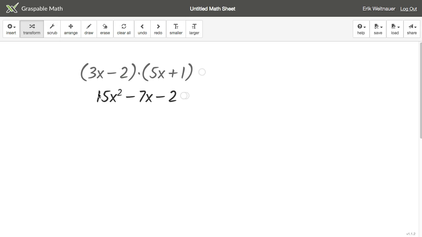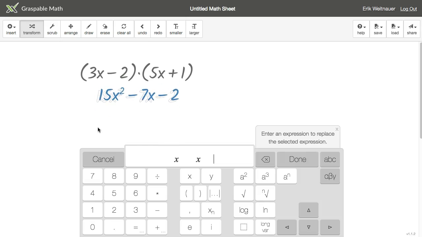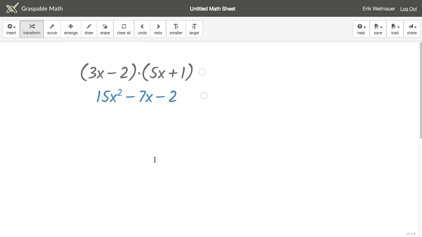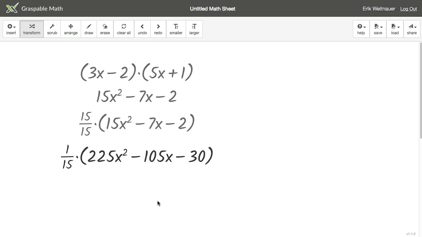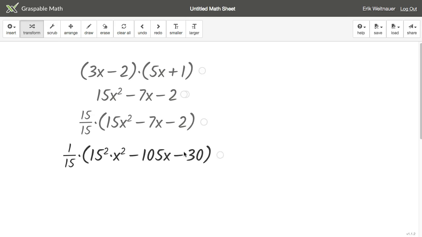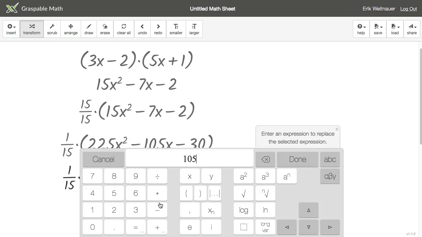So in this case, what we want to do is multiply this whole thing by 15, which is the coefficient in front of the x squared. So what I'll do is I'll take this whole thing and multiply it by 15 divided by 15 to keep this equivalent. And I'll now just move this 15 into the brackets. And Graspable Math is a little bit too eager here. Actually, I want to keep it like this without automatically combining it. So this was 15 times 7 actually.